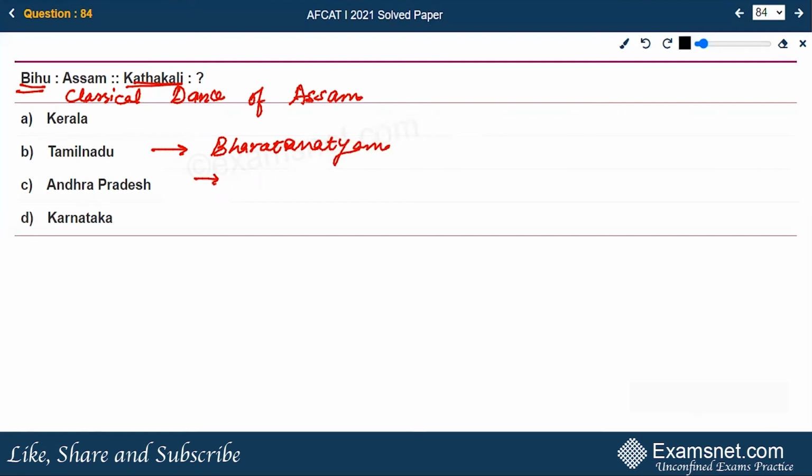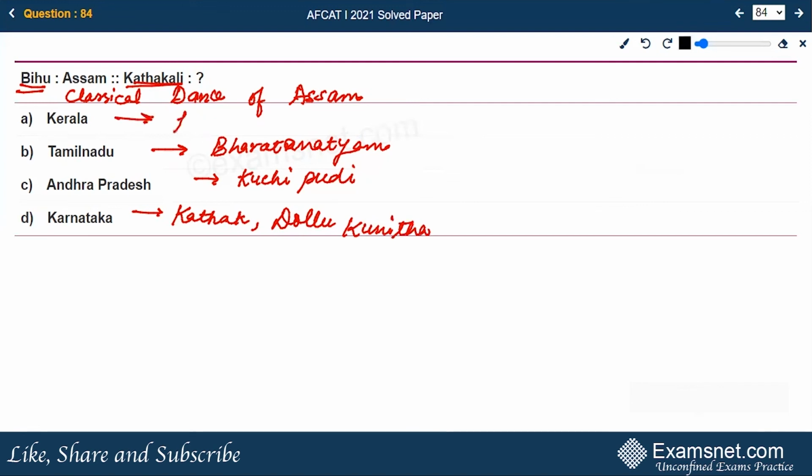For Andhra Pradesh, it's Kuchipudi. Karnataka, classical dance for Karnataka is Kathak and Tolu Punita. Kerala, it's Kathakali. So your correct answer is option A, Kerala. Kerala is having its classical dance as Kathakali.